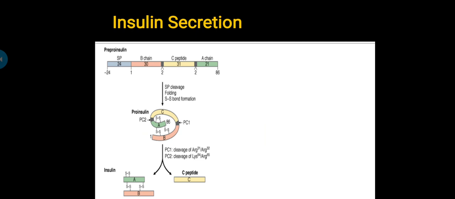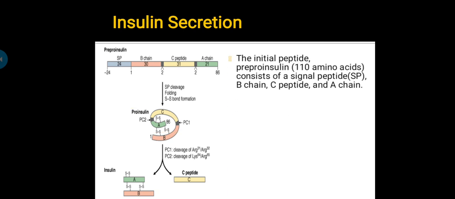So this insulin secretion, you know this from the physiology. The primary molecule is pre-proinsulin, which is a 110 amino acid peptide. It consists of a signal peptide, B chain, C peptide, and A chain. And this signal peptide, that SP, is cleaved and disulfide bonds are formed as proinsulin folds. So this is the straight molecule, that is the pre-proinsulin. After that, when the SP, signal peptide, of 24 amino acids is cleaved, so 110 minus 24, it is 86. So pre-proinsulin is 110 amino acids, proinsulin is 86 amino acids.